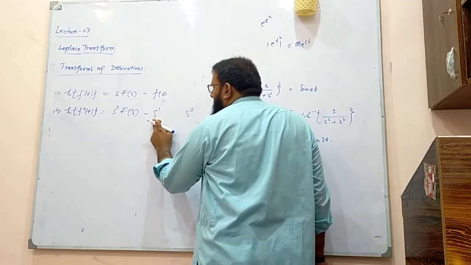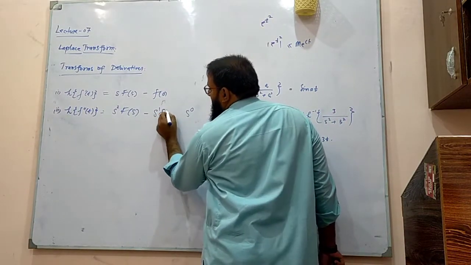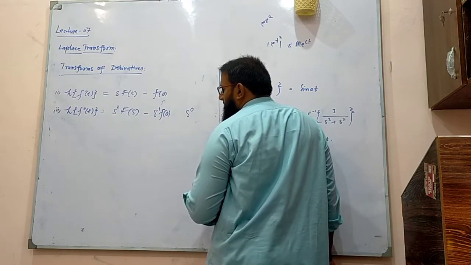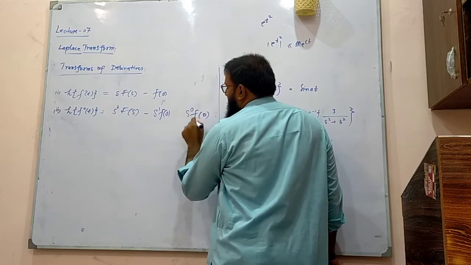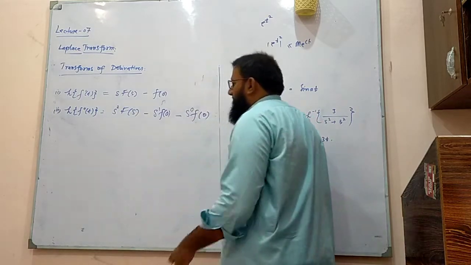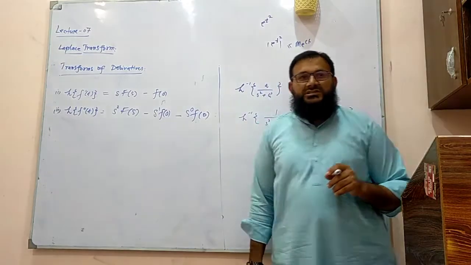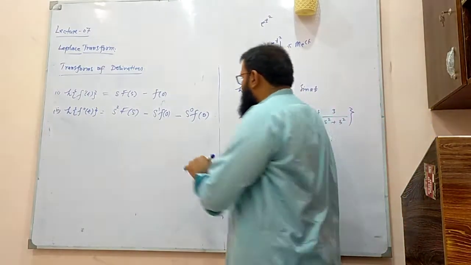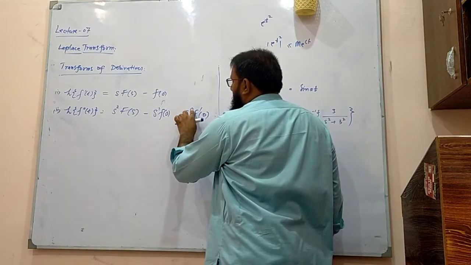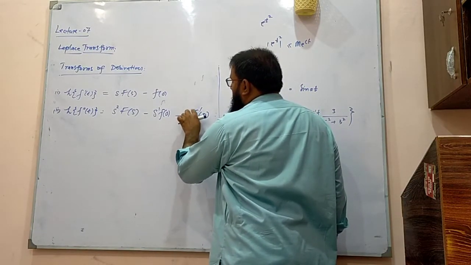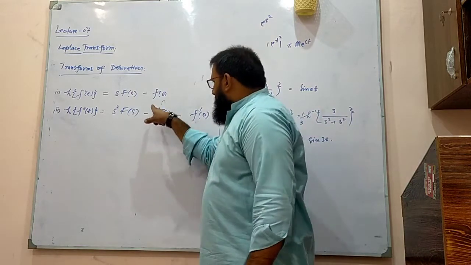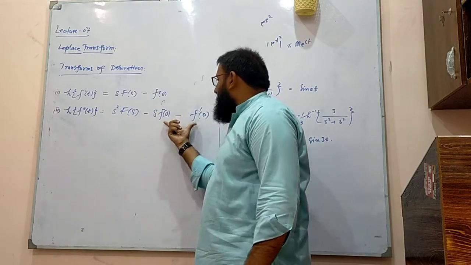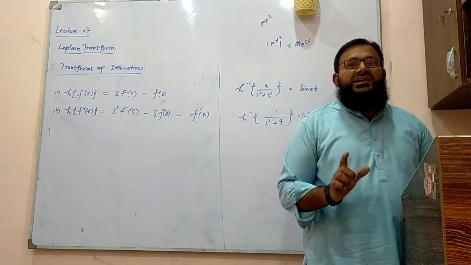What should I multiply with s power 1? f of 0 or f dash of 0? One of these is going to be dash and one is going to be simple. Which one is dash and which one is simple? The one with s power 1 is f of 0, and this one is going to be dash, and s power 0 is 1, so I can simply remove it. So this is s square times F of s, and the rest of the things is going to be a polynomial in s.